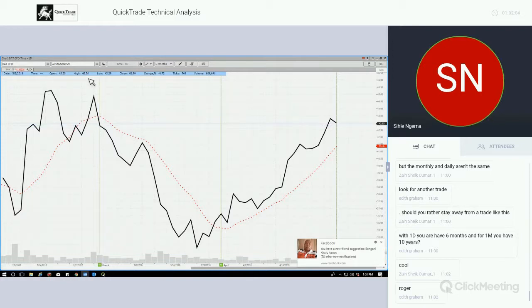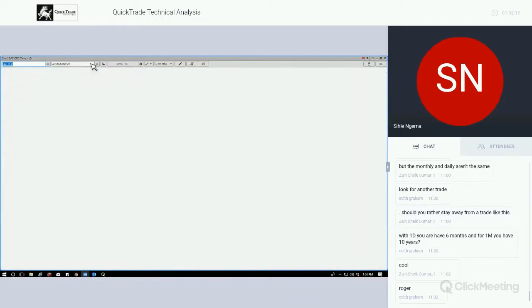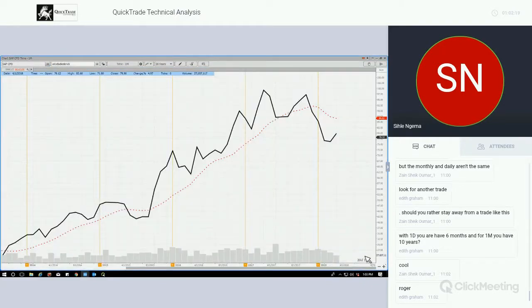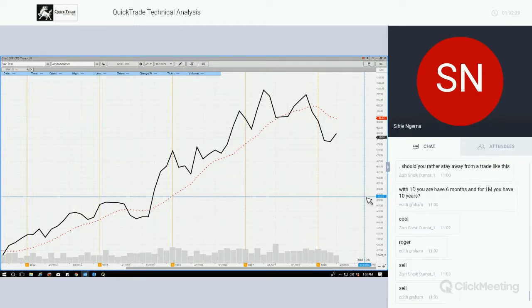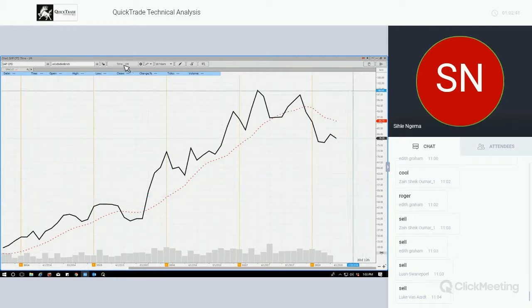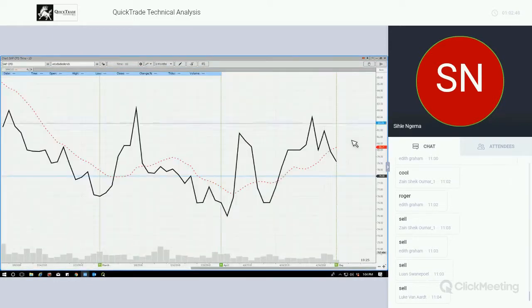Okay, now let's look at SAP. Let's see how SAP looks. We'll start with the monthly. Okay, guys, what is the monthly saying on SAP? Okay, it's sell, sell, sell, sell all the way. I agree with you guys. Okay, the daily, let's check what the daily is saying.